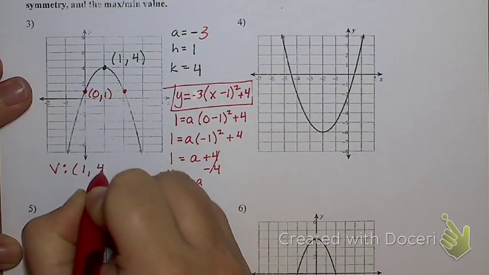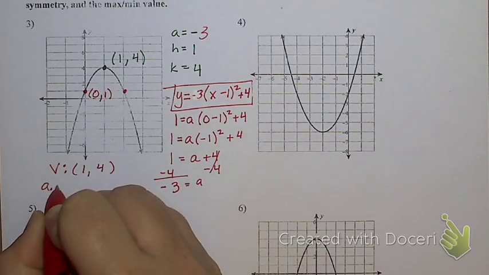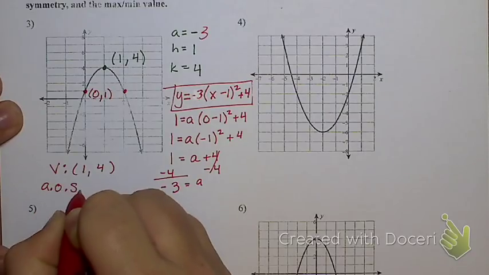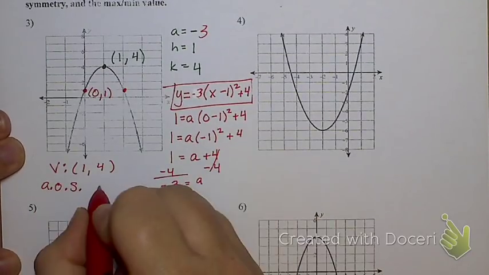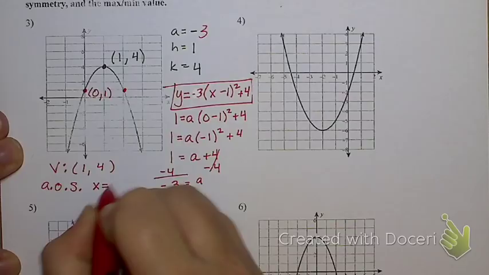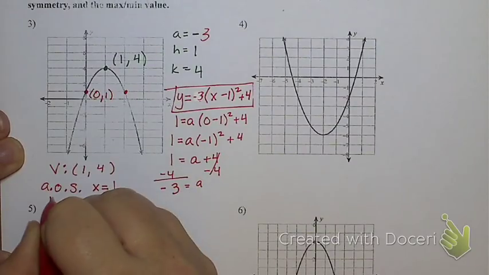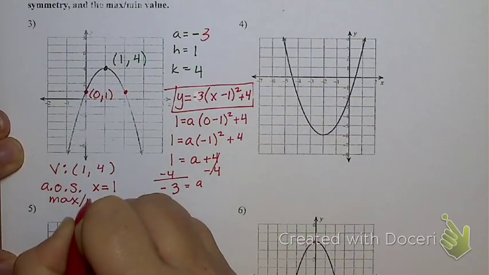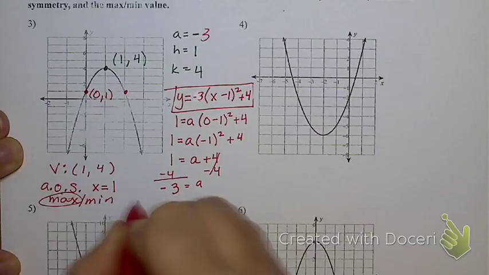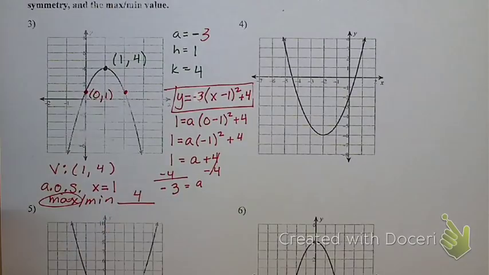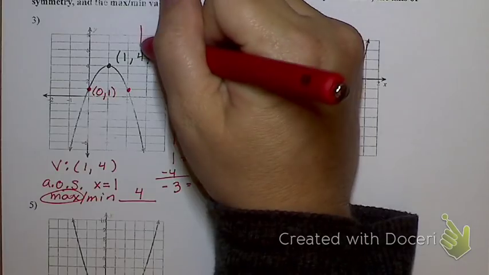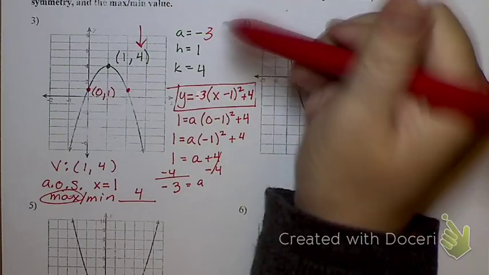1, 4. What's the axis of symmetry here? X equals 1. And the max or min: it has a maximum value of what? 4. Oh, wait, why is it 4? Because it's the y value of your vertex, or in other words, your k value.